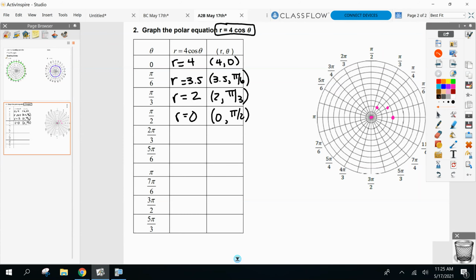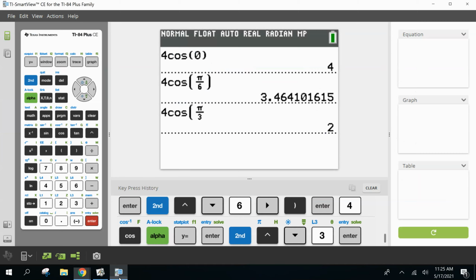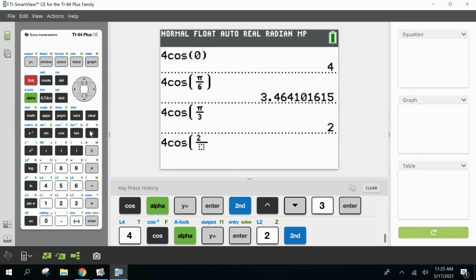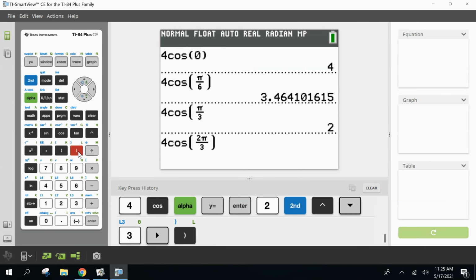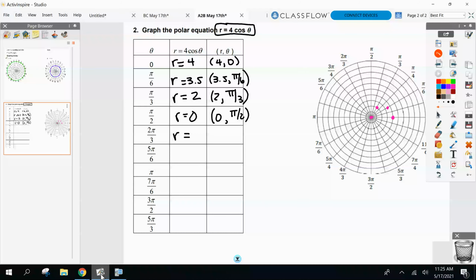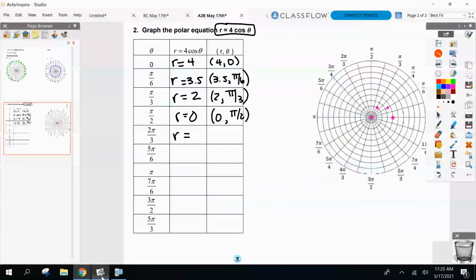Go ahead, you guys at home. Keep going. I'm at 2 pi over 3 now for an r value. 2 pi over 3. What are we getting there? Mason, what do you got for 2 pi over 3? It's -2. Good, yep. Good job. -2 at 2 pi over 3.